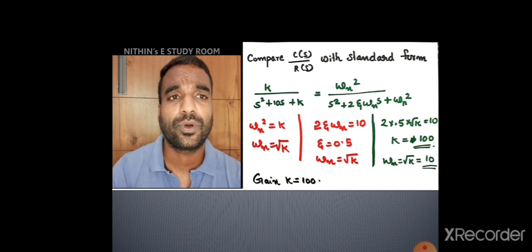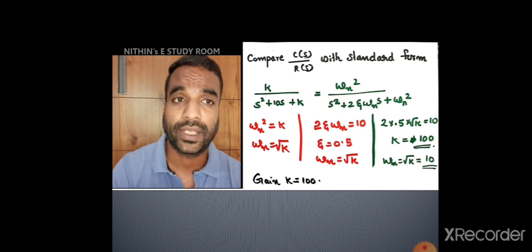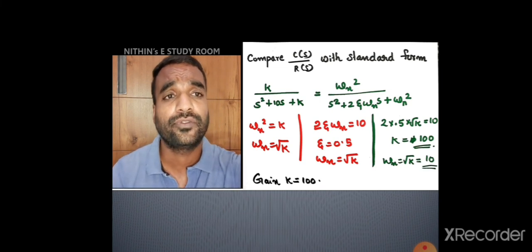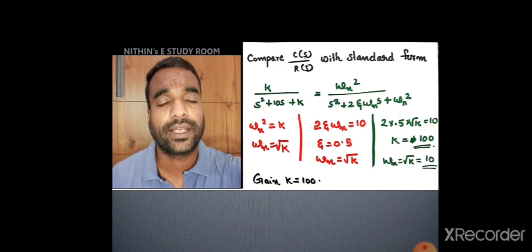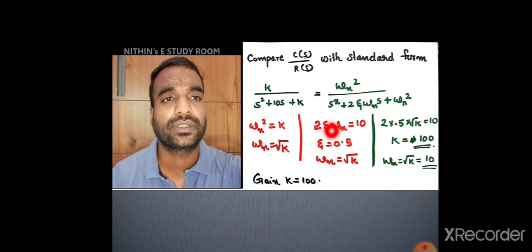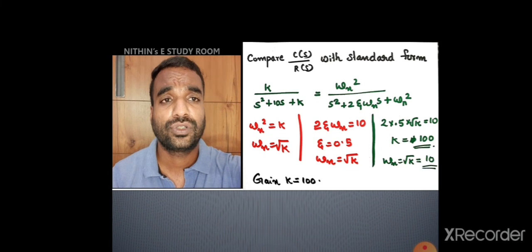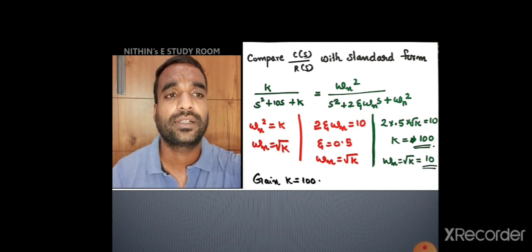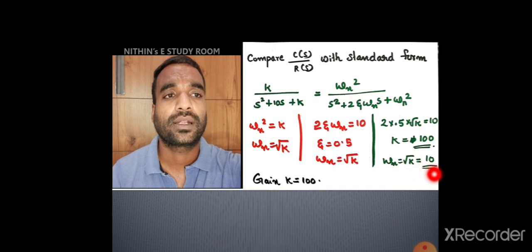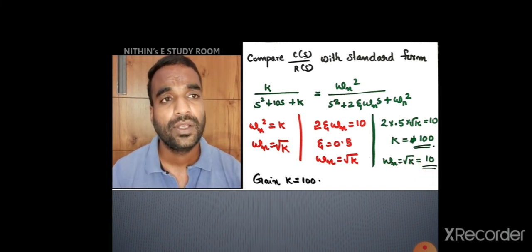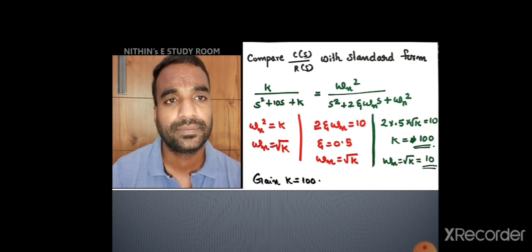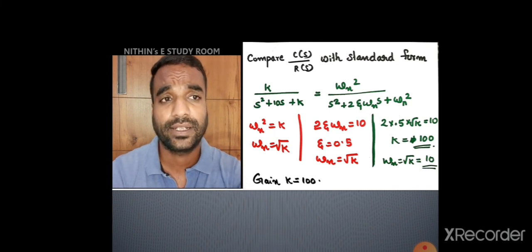If eta is equal to 0.5, we already know that omega n is equal to root k. Substitute these two things, eta is equal to 0.5 and omega n is equal to root k, in this equation. Now you will get 2 into 0.5 into root k is equal to 10. So k is equal to 100. And omega n is equal to root 100, that is equal to 10. So we got that the gain k is equal to 100 and omega n is equal to 10.